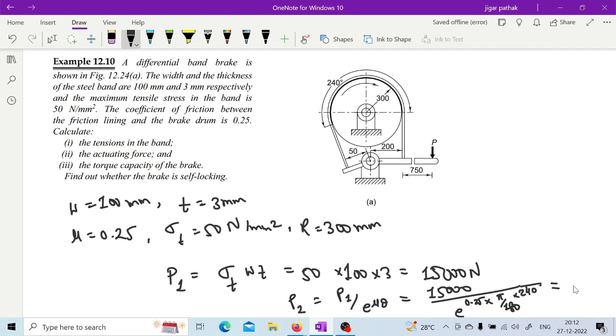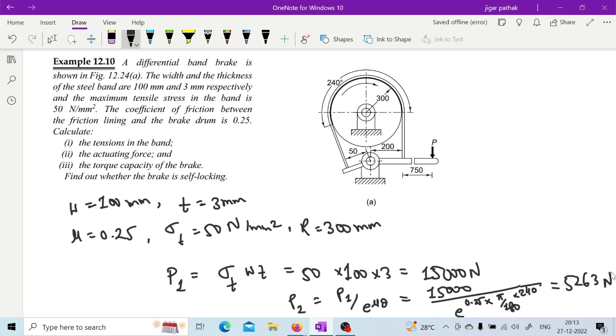Sir, I am getting 263. Yes, actually it is coming 263 only, 5263 only. It is almost 5263 newton. I guess with 2.718 some calculation may vary. So all of you are almost getting this 5263? Yes, sir, I'm getting 5265.